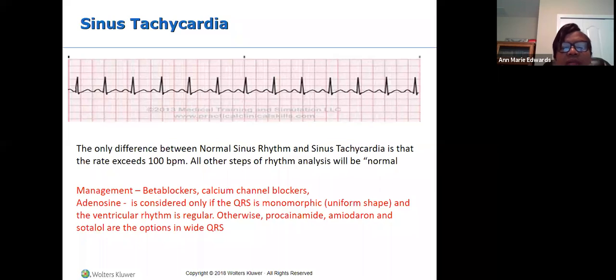We also have adenosine, which is considered if the QRS is monomorphic, which is uniform in shape. Here we see our QRS is uniform and the ventricular rhythm is regular. Otherwise, procainamide, amiodarone, and sotalol are given.